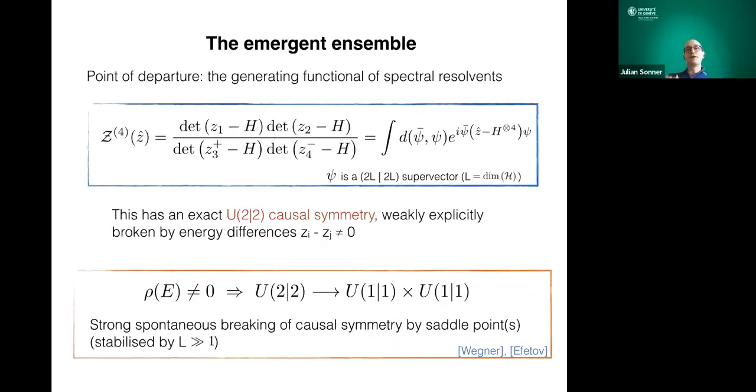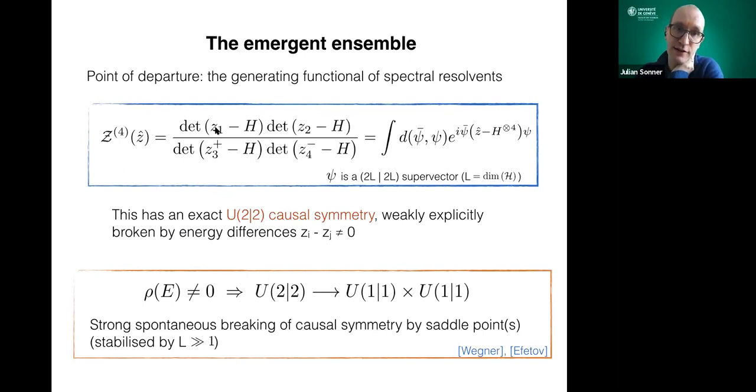Right, so now let's do it. Let's get more into the meat of this. So the point of departure is actually a ratio of determinants. Why a ratio of determinants? Well, the idea is that this gives you precisely a generating functional to calculate imaginary parts of causal correlation functions. Why is that? Well, let's just look at it.